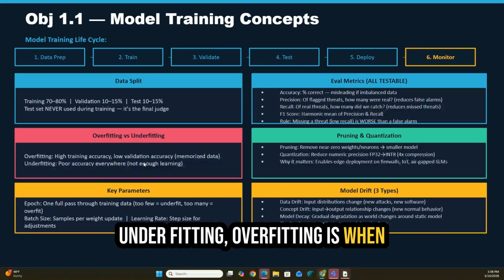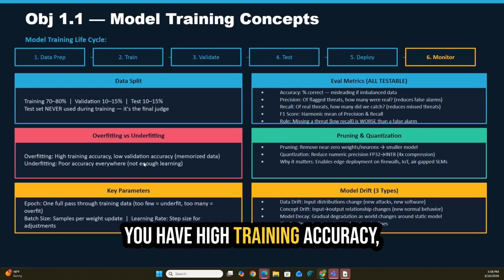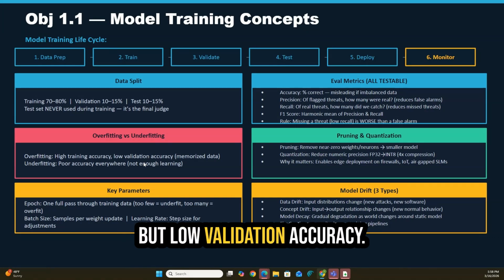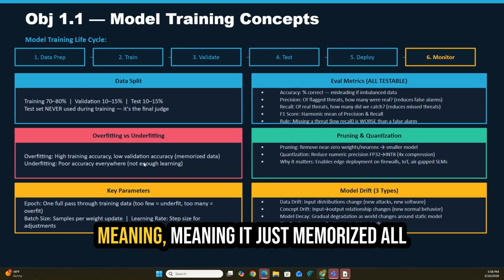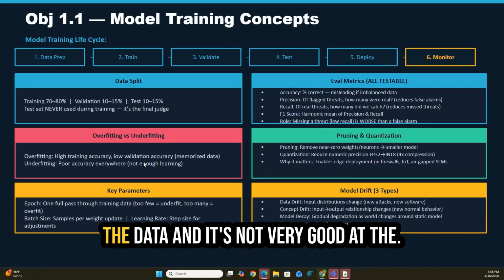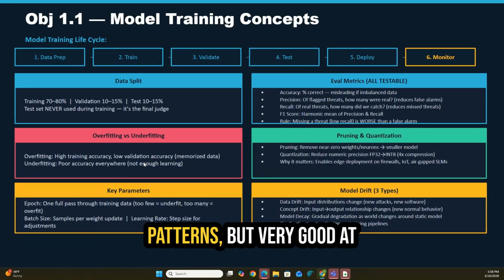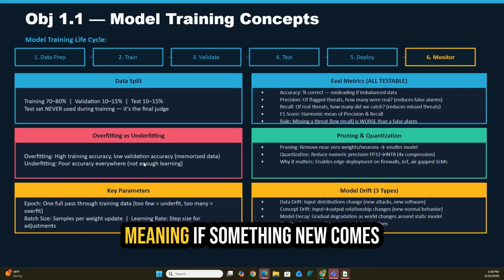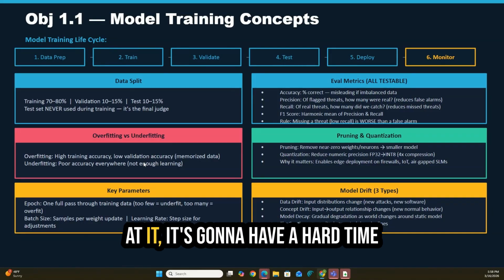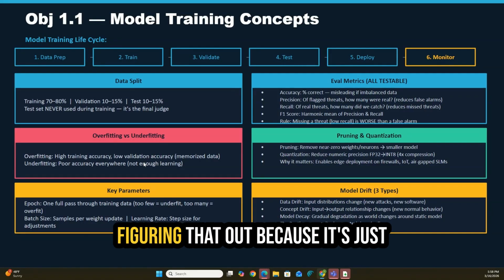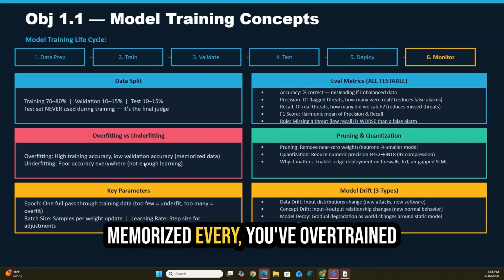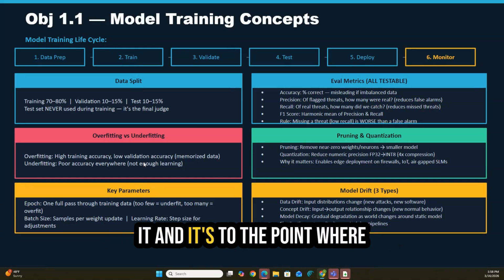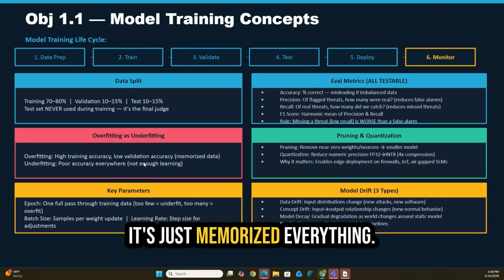Overfitting is when you have high training accuracy but low validation accuracy, meaning it just memorized all the data and it's not very good at the patterns, but very good at having memorized everything exactly. Meaning if something new comes at it, it's going to have a hard time figuring that out because it's just memorized it. You've overtrained it to the point where it's just memorized everything.